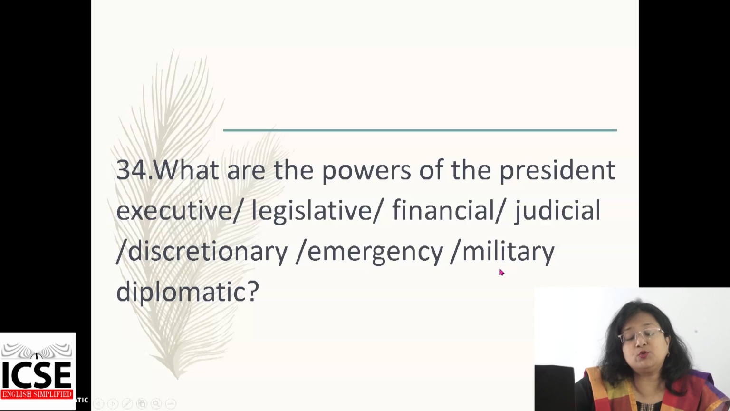Military powers, you could write he's the supreme commander of the armed forces. You could write war and peace is declared in his name. Diplomatic powers, when it deals with the relationship between two countries, you could write he appoints ambassadors. You could write all treaties between countries are signed in his name.